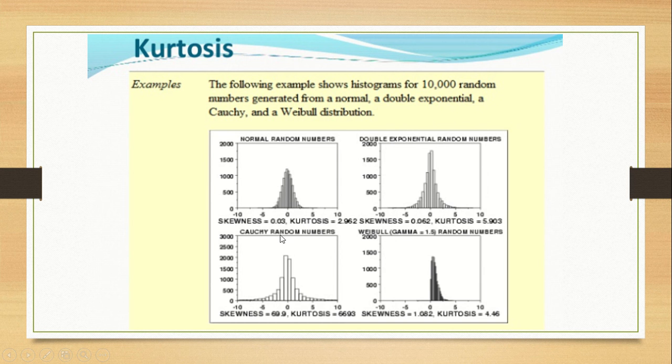For the Cauchy random numbers, we have here the skewness of 69.9 and kurtosis of 6.693. And here for the Weibull, with gamma equal to 1.5, random numbers, the skewness is equal to 1.082 and the kurtosis is equal to 4.46. So these are the examples of the kurtosis, the graphs showing the kurtosis.